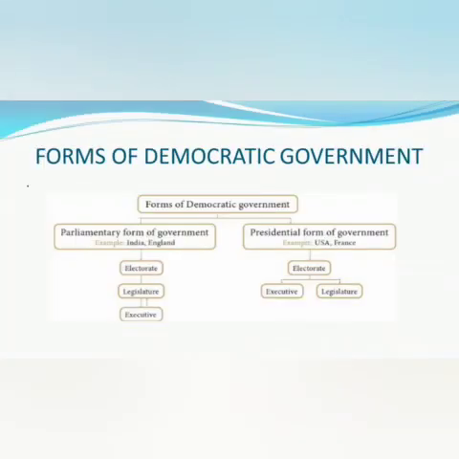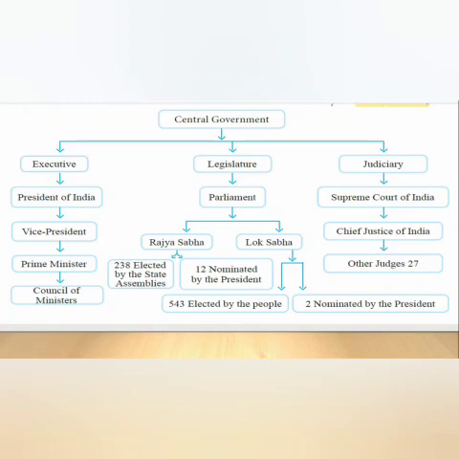Forms of democratic government have two divisions. One is the parliamentary form, another one is the presidential form. In the parliamentary form, we have electorate, legislature and executive. In the presidential form, the electorate elects the executive and legislature. We follow the parliamentary form of government, whereas countries like USA and France follow the presidential form of government.